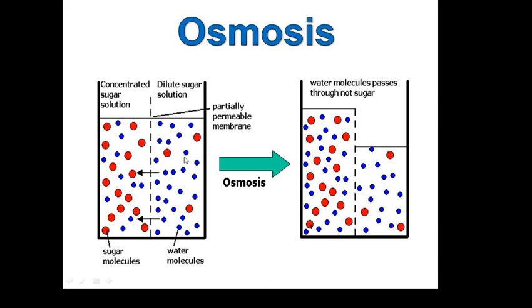concentration of water to low concentration of water. So the water starts moving from high concentration to low concentration of water, until all the water here passes into the concentrated sugar solution.